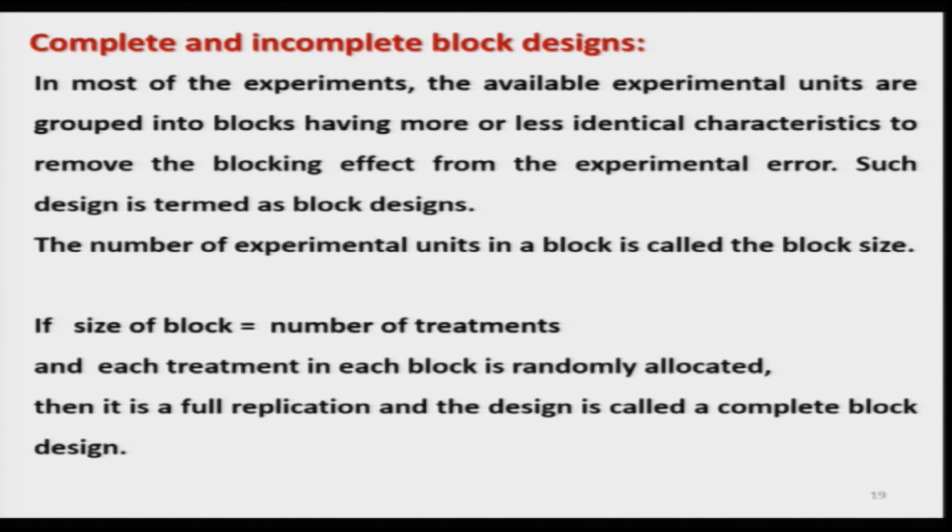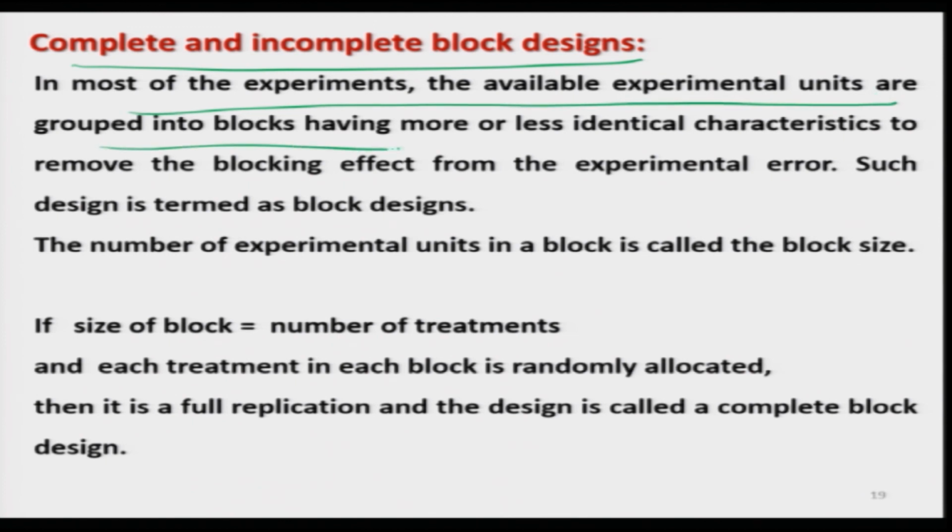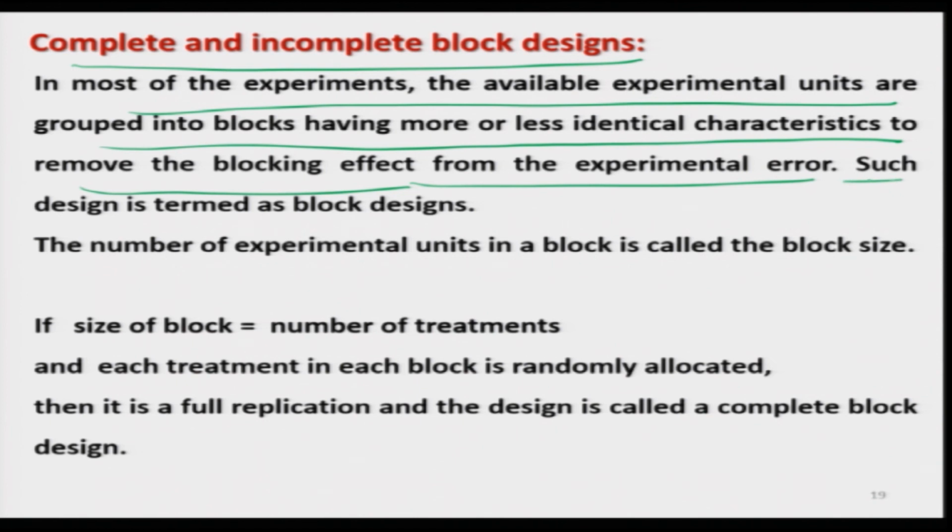Now, the last definition that we are going to consider in this lecture is the complete and incomplete block designs. We are going to handle two types of designs, and those designs are based on the construction of the block. That is why these experimental designs are also called block designs: we first create the blocks of the experimental units and then give the treatment. So, in most experiments, the available experimental units are grouped into blocks having more or less identical characteristics to remove the blocking effect from the experimental error, and that is why such designs are called block designs.